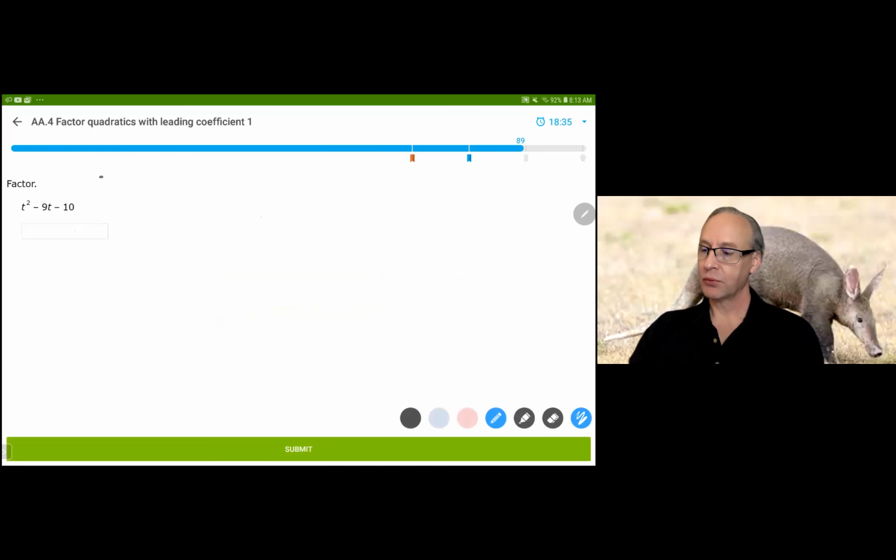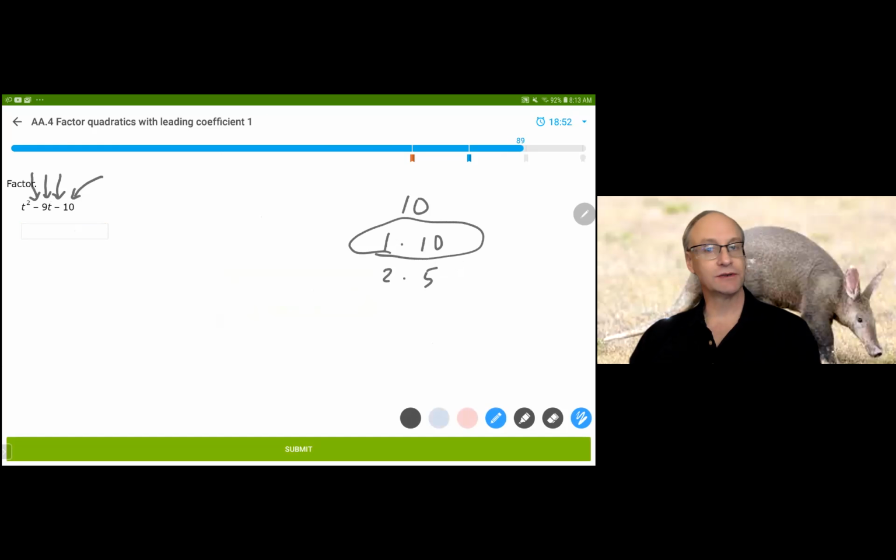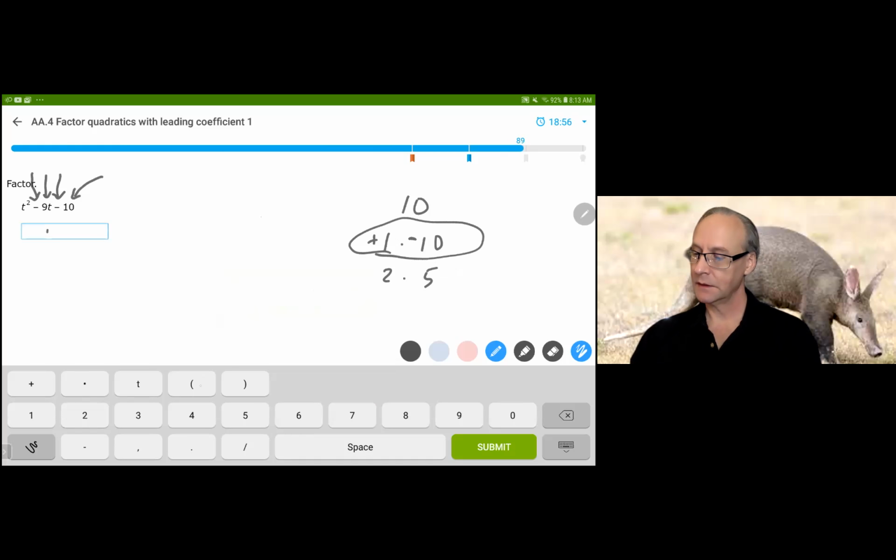Okay. A product of 10, a difference of 9, and the sign of the larger is negative. 10 is my product: 1 times 10, or 2 times 5. I want a difference of 9. I want my larger to be negative. And there they are. T plus 1 and t minus 10. And that does give me a minus 9 in the middle and a negative 10 at the end.